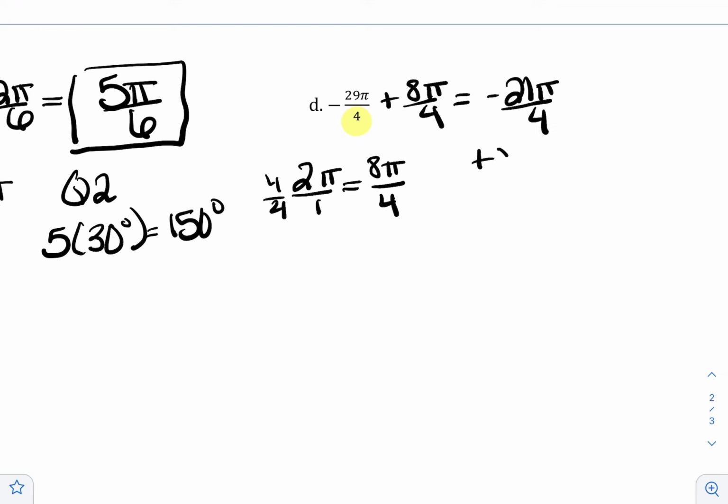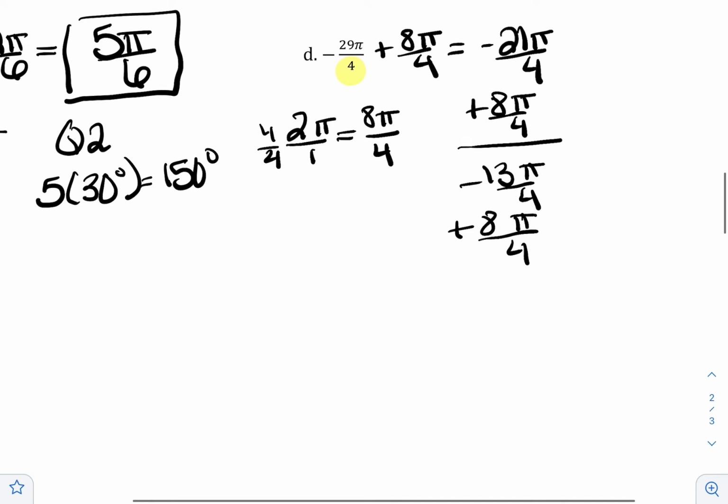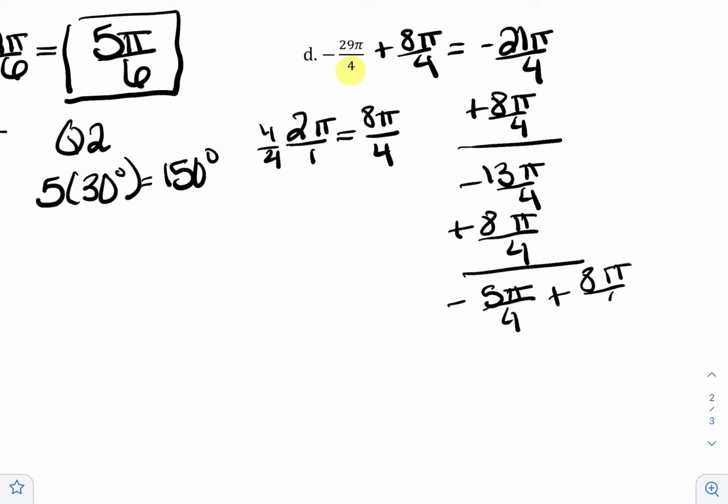That's still negative, so I have to add another 8 pi over 4. So it's going to give me negative 13 pi over 4. I've got to add another 8 pi over 4 because it's still negative. That's going to give me negative 5 pi over 4. It's still negative, so I have to add another 8 pi over 4. And finally, that will put me in a positive 3 pi over 4.